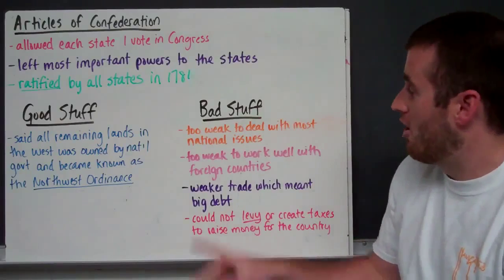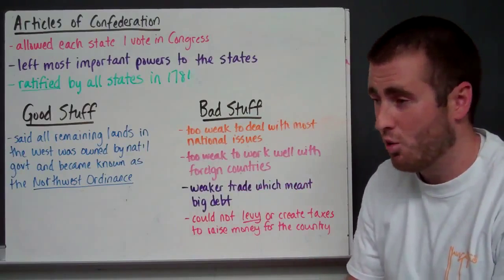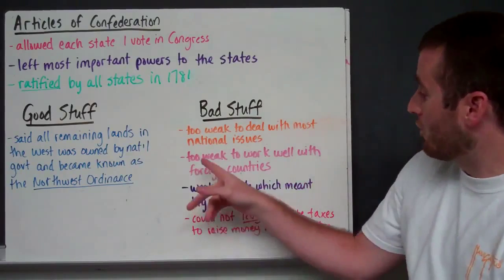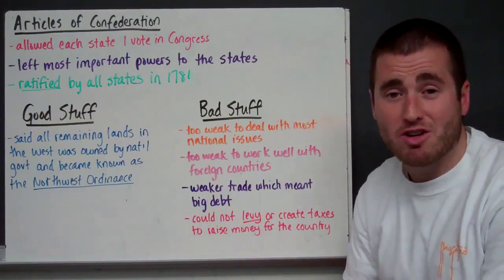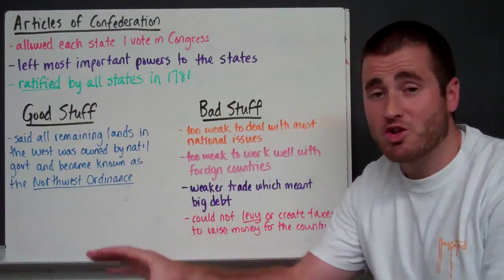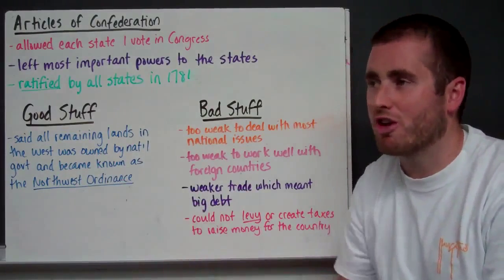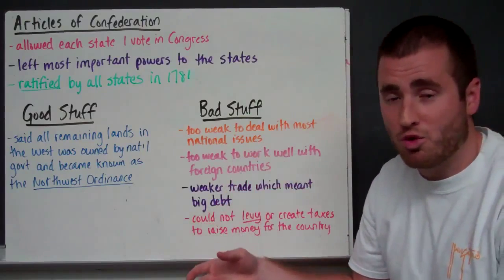Now the bad stuff. All right, we were too weak to deal with most national issues. It was hard to have an international voice when our national government was so weak. All right, we were too weak to work with foreign countries because our weaker trade gave us a bigger debt. All the states were trying to trade, but in reality, foreign countries don't want to work with an individual state. They want to work with our country. They want to see what they can get the best out of. So we got a weaker trade and inability to work with foreign countries.